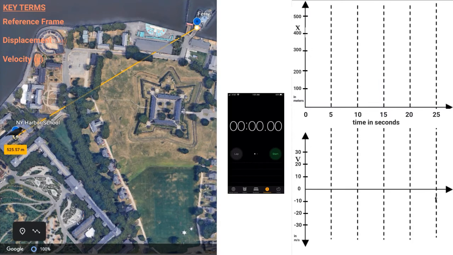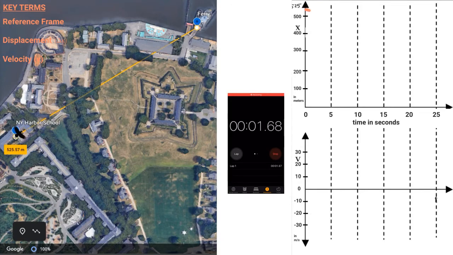Now let's consider another scenario and watch how we determine velocity from a position time graph. In this scenario, our reference frame is still the same, and we're going to consider that the positive direction is the direction from the ferry to the harbor school. Therefore, the starting position of our crow is at 525 meters.